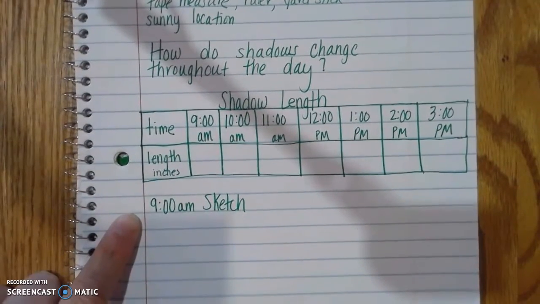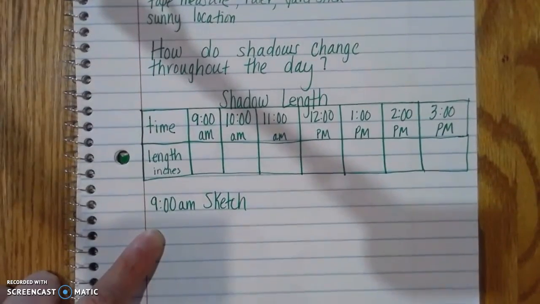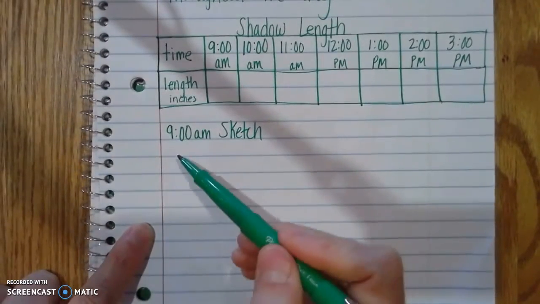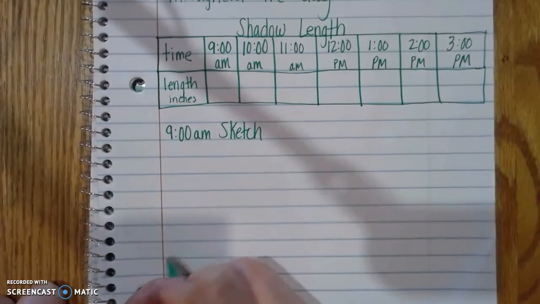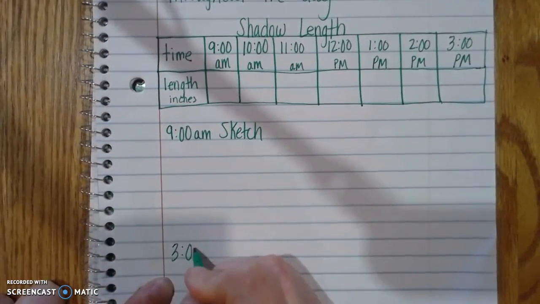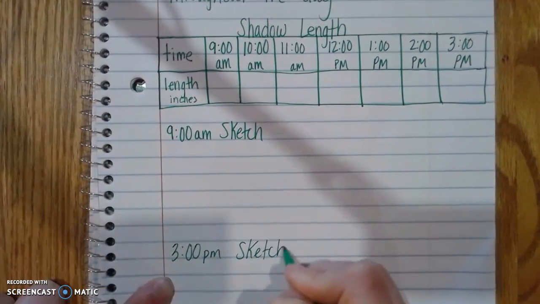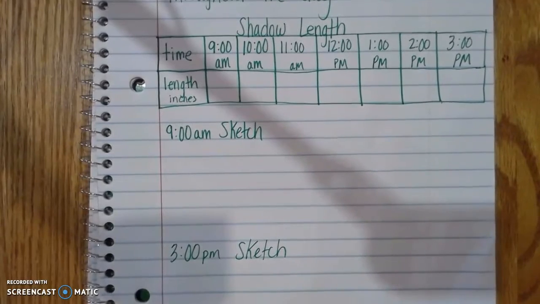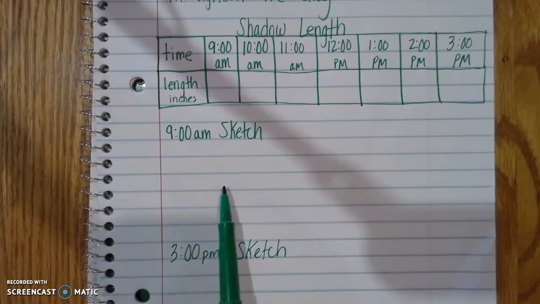I would like for you to sketch your object and shadow, and then leave some space, like 1, 2, 3, 4, 5, 6, 7. And then at 3 p.m., I'd like for you to sketch. Okay, paying attention to when you sketch your object is which direction, where's your shadow going.